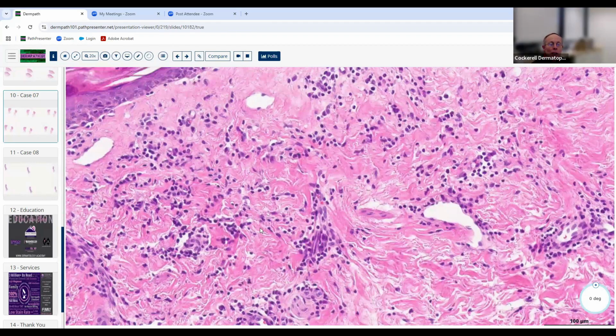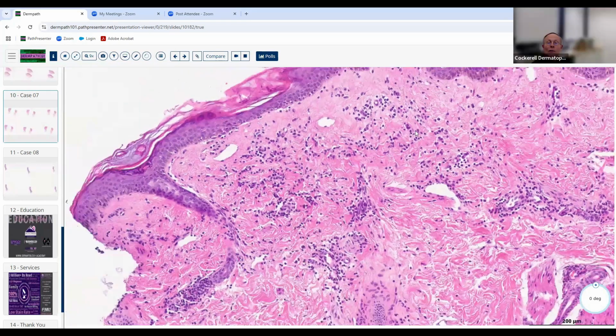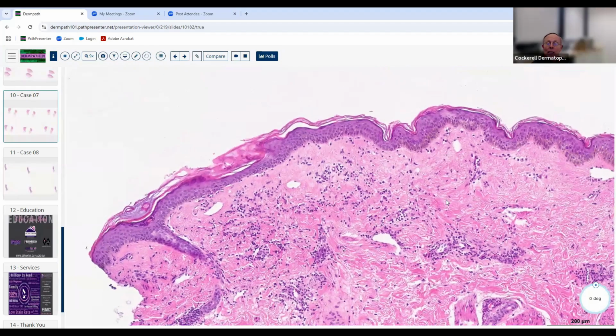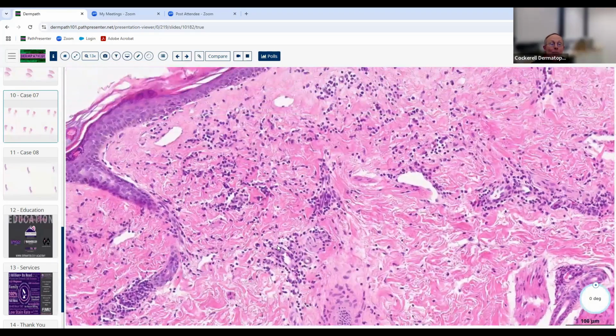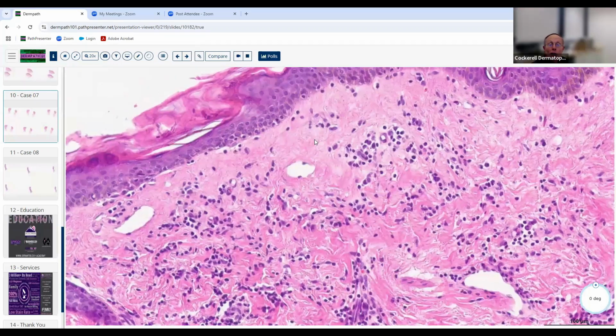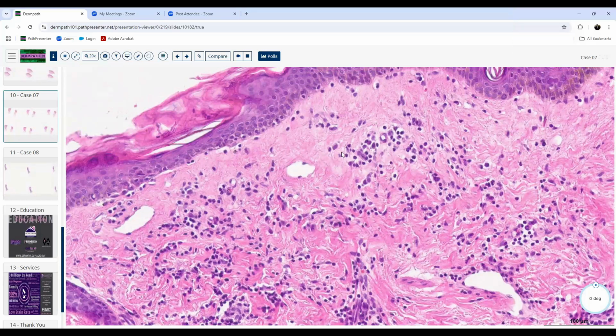You might even see this cell over here that's got some perinuclear cytoplasm with a small amount of immunoglobulin in it, which is a plasma cell. So we've got a mixed infiltrate of lymphs, EOs, and plasma cells. And as we start looking, maybe there's some loss of fibroblasts up in here with homogenization of the collagen bundles.